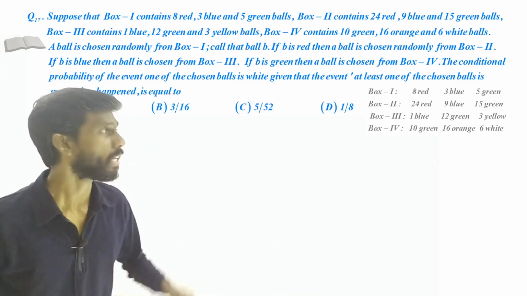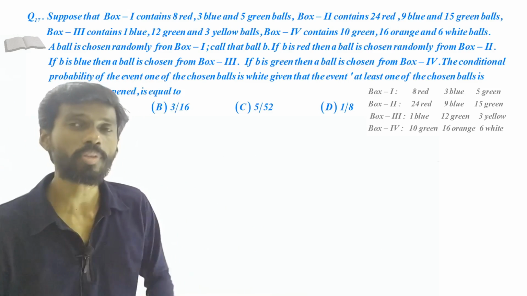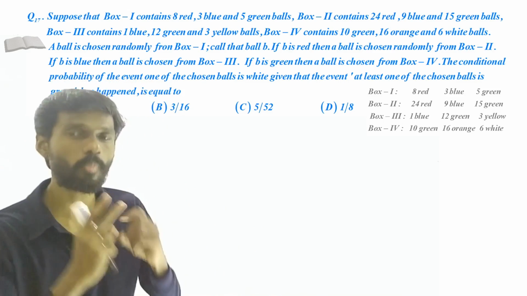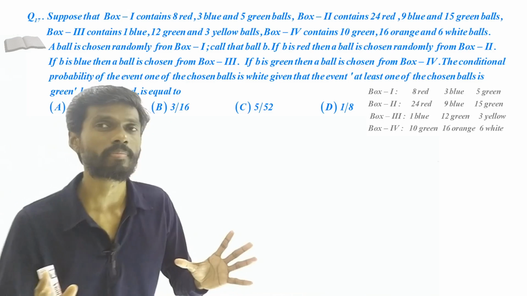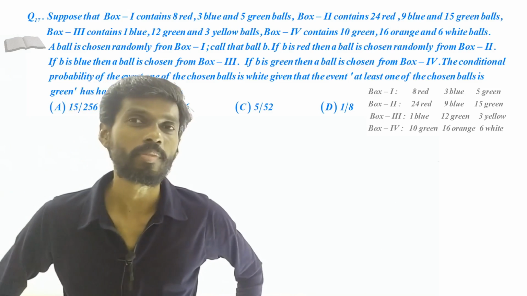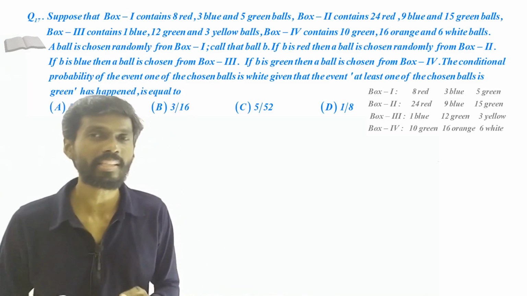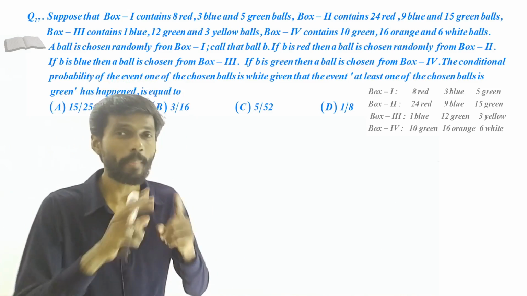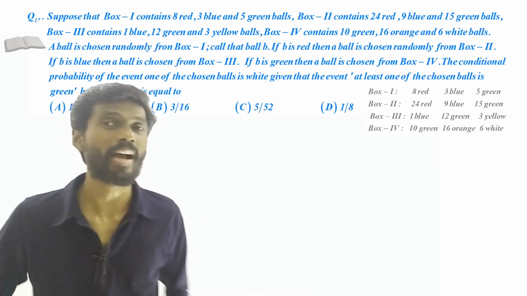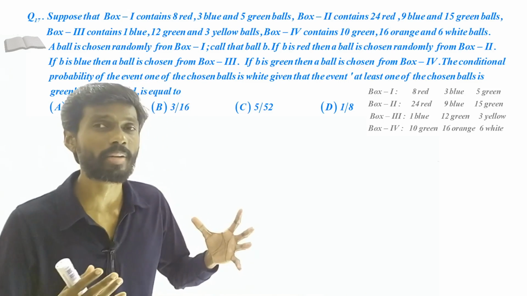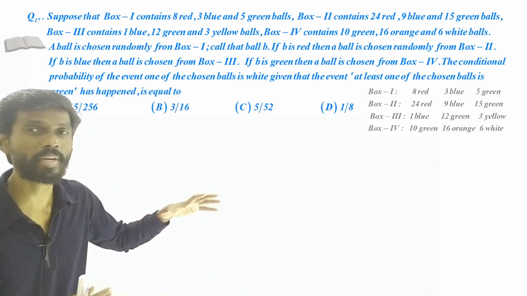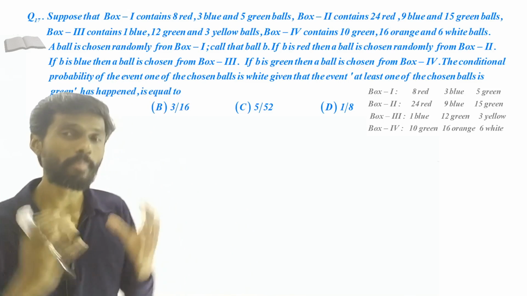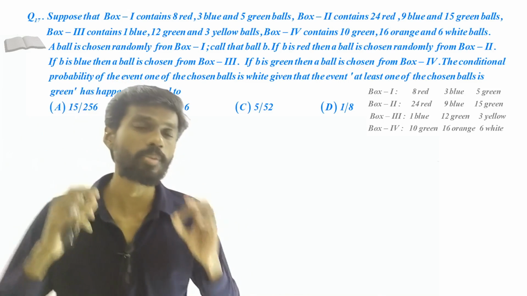Yes. Now let us consider the cases. We have to find the probability that among the 2 balls selected, 1 ball is white, but it is a conditional probability, not total. The sample space is the number of cases in which among the 2 balls, at least 1 ball is a green ball. So that is the sample space. It's a conditional probability. That means what comes in the denominator is the number of cases in which among the 2 balls at least 1 ball is a green ball.